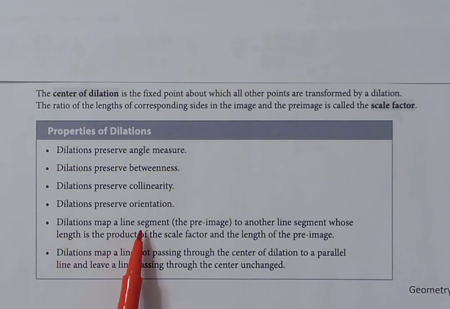Dilations map a line segment to another line segment whose length is the product of the scale factor and the length of the pre-image, and dilations map a line not passing through the center of dilation to a parallel line, and leave a line passing through the center unchanged. Main thing to take away from all this: dilations preserve angle measure, betweenness, and orientation, and they have to maintain that same scale factor for all the sides. So, with that said, let's get into example 1 for today.